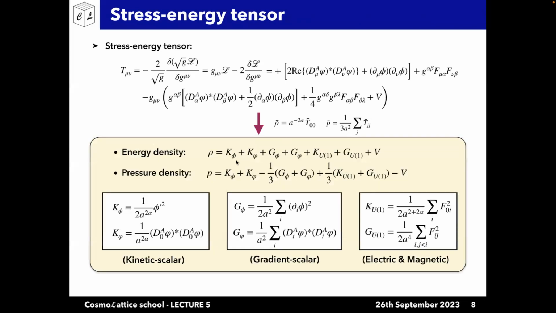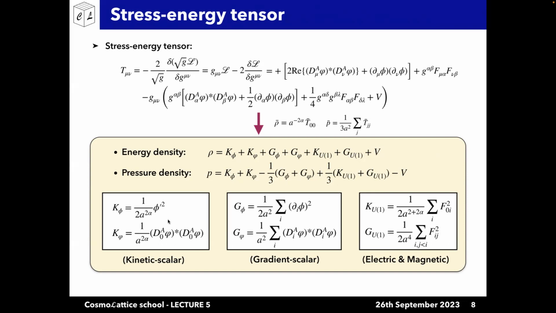The energy density includes, of course, the kinetic contribution of both scalar fields, the gradient contribution of both scalar fields, and what we call the kinetic and gradient contribution of the abelian gauge field by analogy. But note that what we call kinetic energy of the abelian sector is just the electric energy, and what we call gradient of the U(1) sector is basically the magnetic energy.